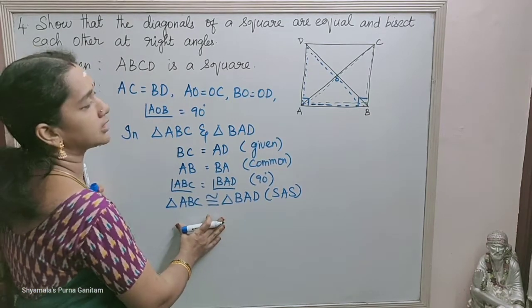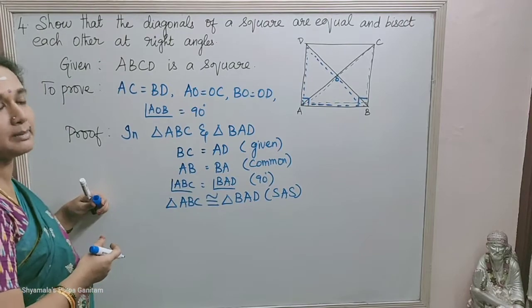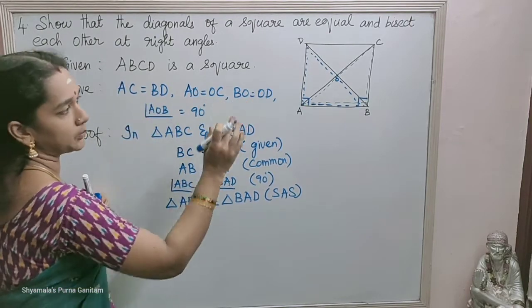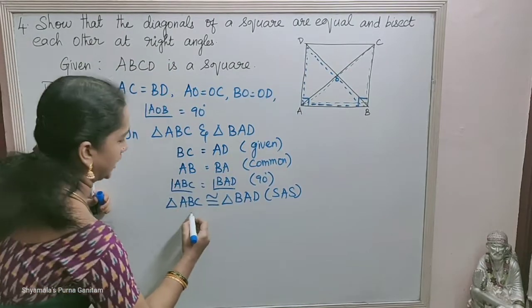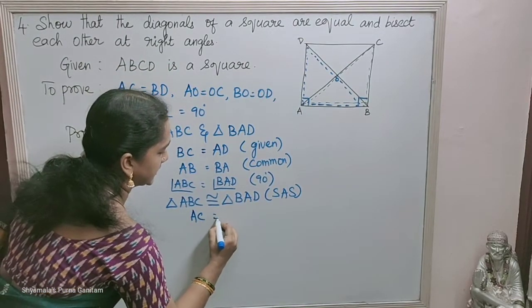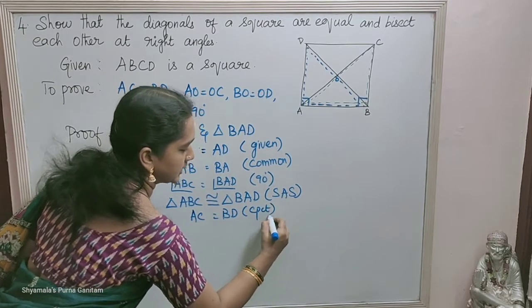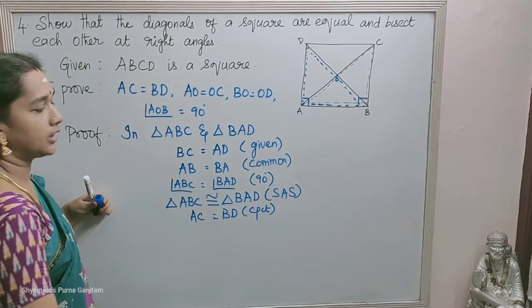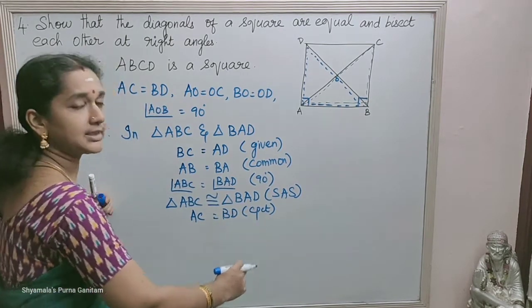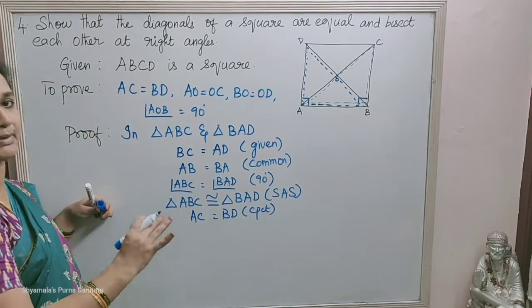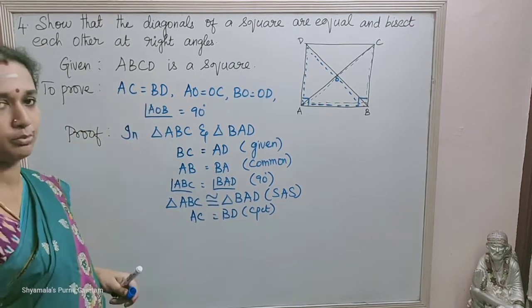Since these two triangles are congruent, we can say by CPCT, AC is equal to BD. Why? Because AC and BD are corresponding sides of those triangles. This is by CPCT, corresponding parts of congruent triangles. That's all. So this is the first thing we have proved: AC is equal to BD.